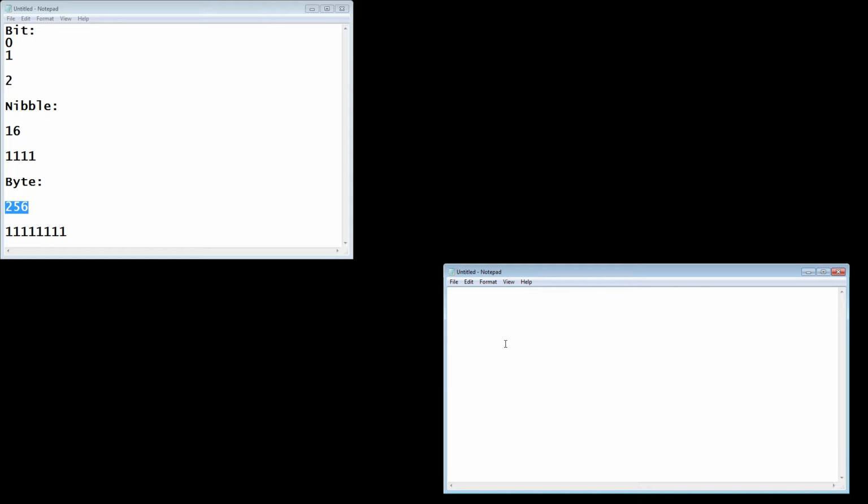So what we're going to do then is we will have 1. 1 is always going to be the start of any base number system. It has to be.